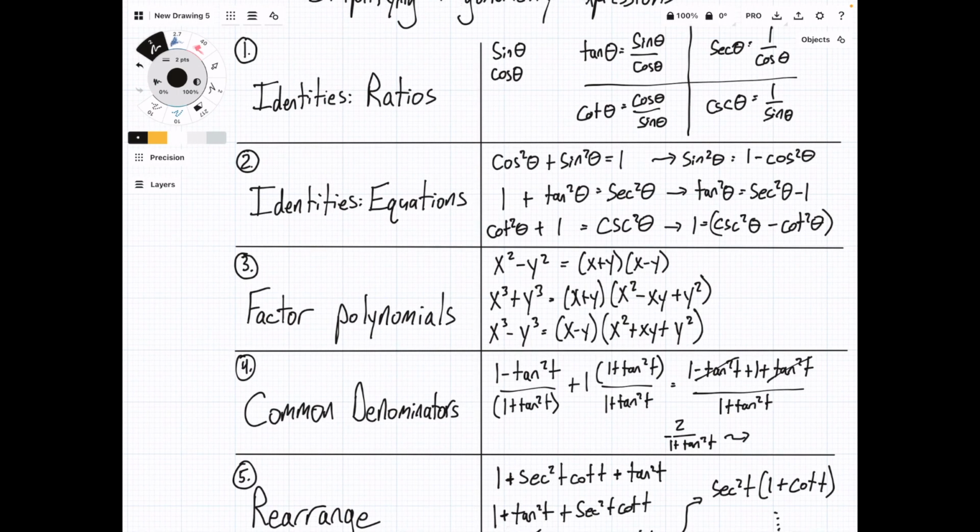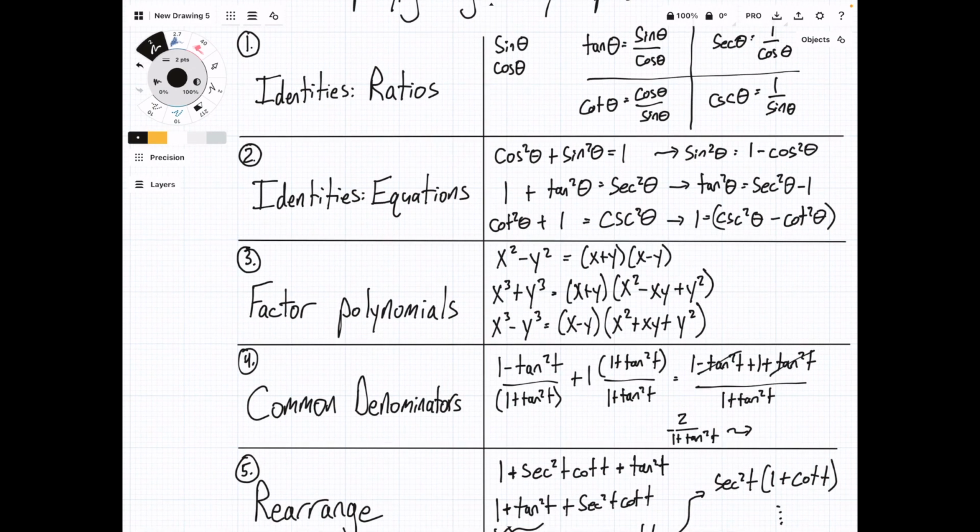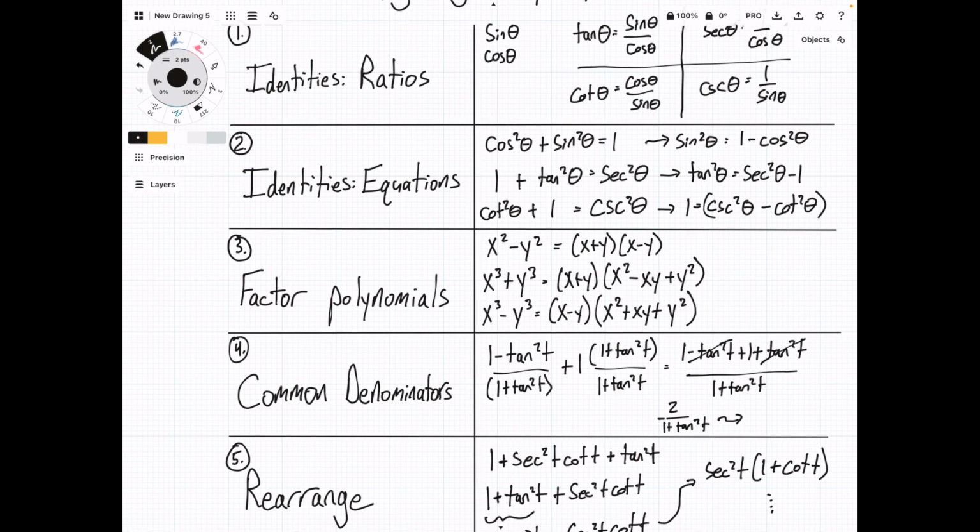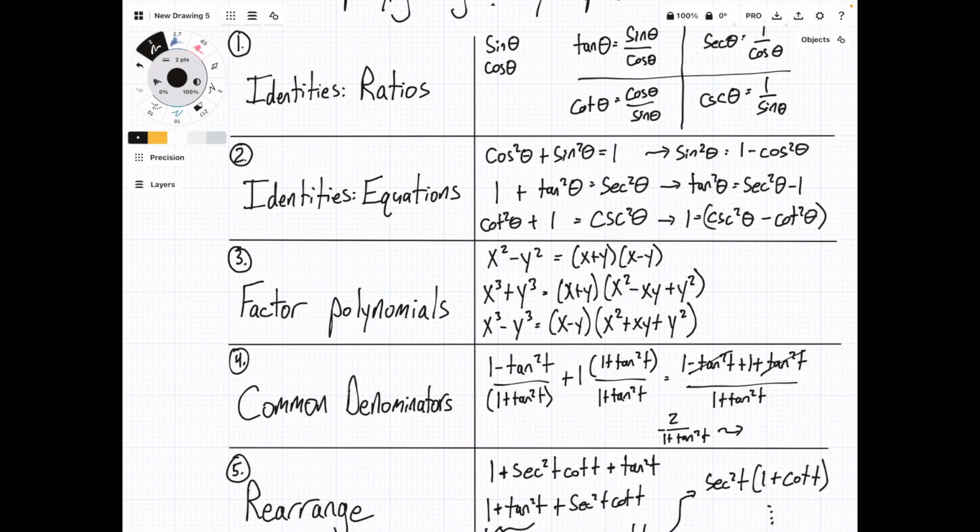So in the next couple of videos, I'm going to run through almost 40 different practice problems on simplifying trigonometry expressions. They're going to start off pretty easy, and then some of the ones towards the end get difficult, but we're going to use these tips basically for all of them, and so you'll be able to see how to use them.